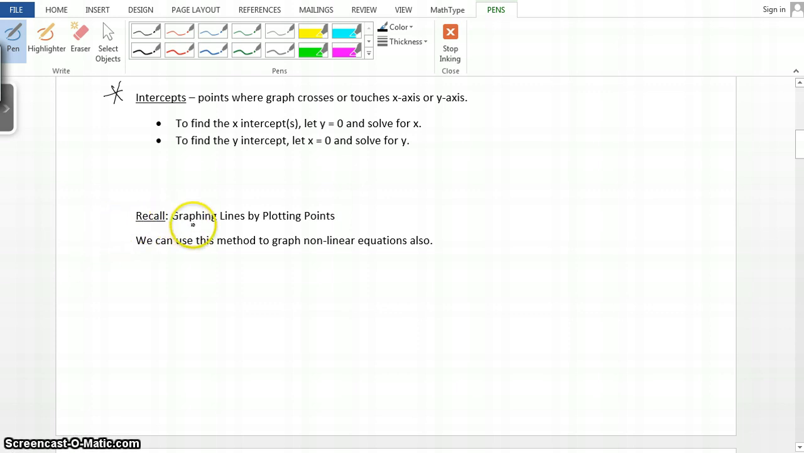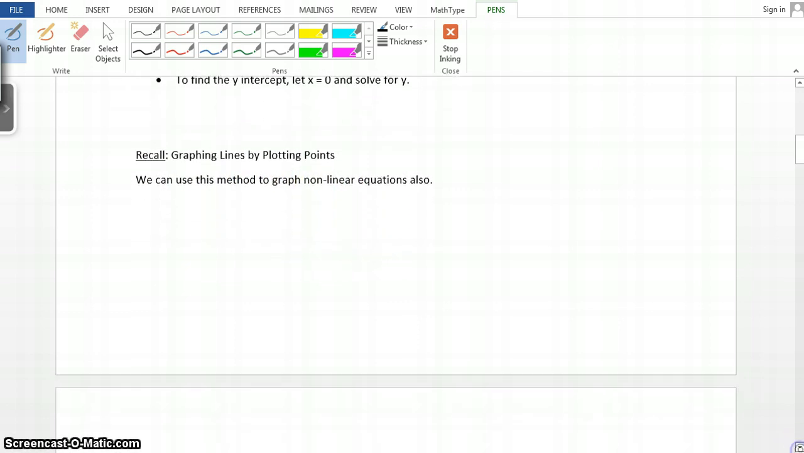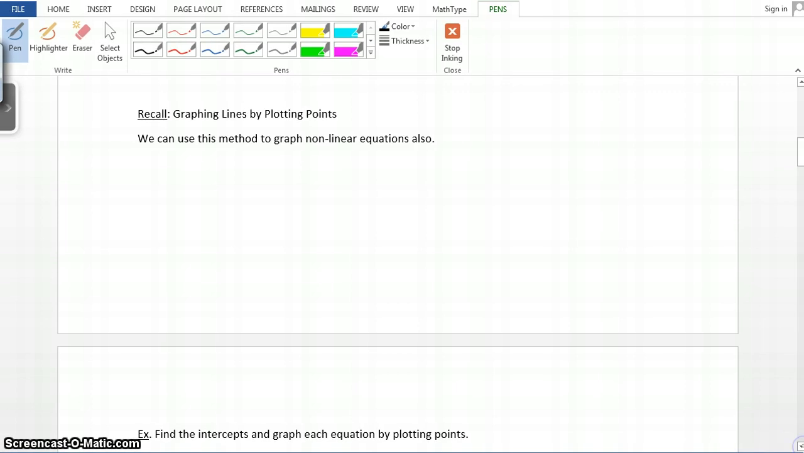And if you recall, graphing lines by plotting points, that was just one technique that you learned probably a while ago in an earlier algebra class. You can use that same concept or method to graph nonlinear equations also. Let's scroll down. Only about 4.5 minutes.